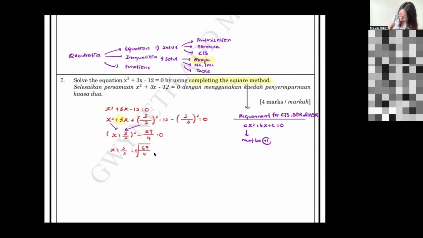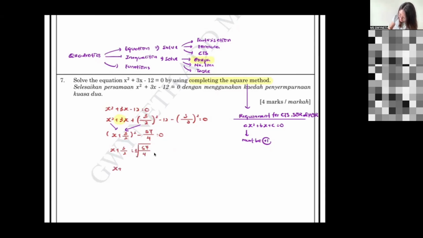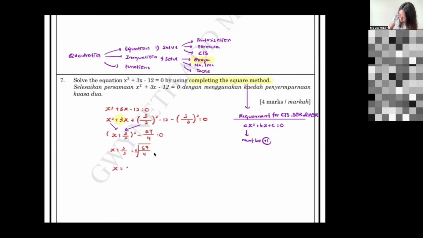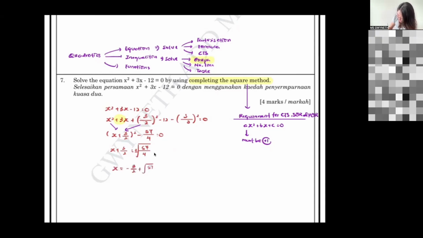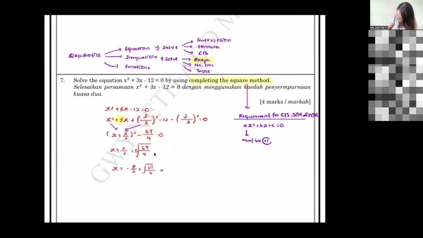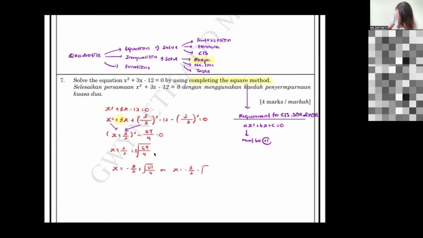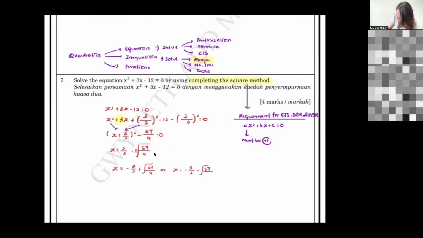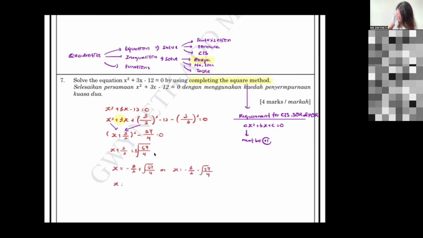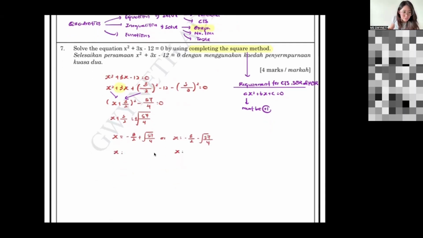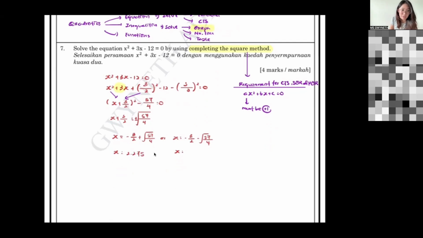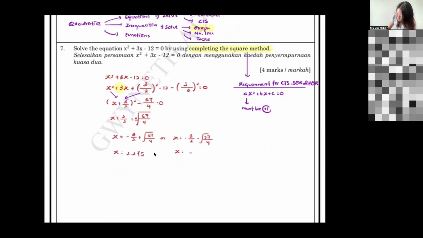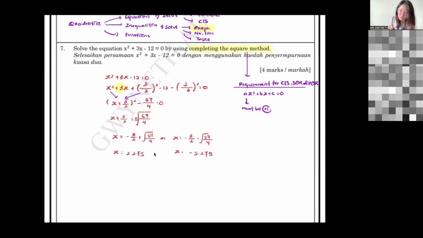And square root, you have two answers. So the first one, x equals negative 3 over 2 plus square root 57 over 4. And another one is x equals negative 3 over 2 minus square root 57 over 4. Then use your calculator. 2.275 for 4 significant figures if the question didn't say anything. Negative 5.275 for the next one.